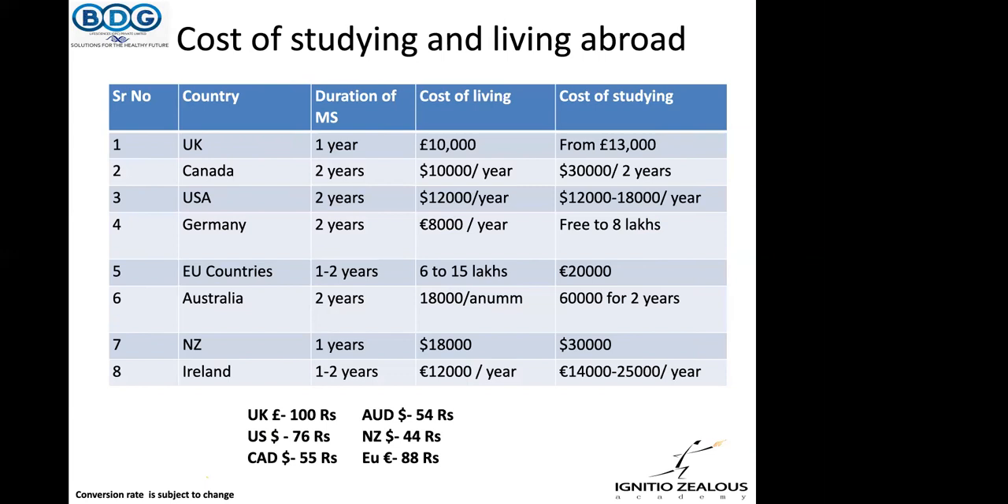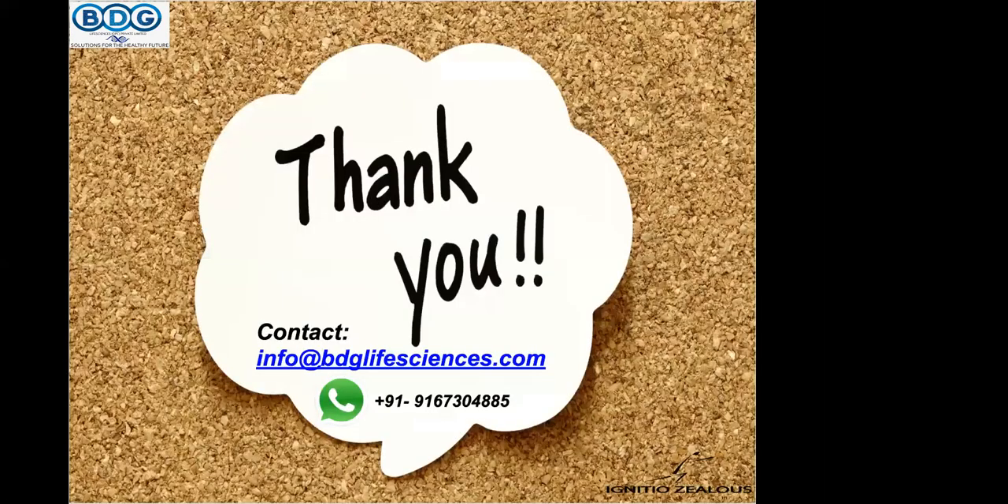One is called tuition fees and the second is called cost of living, or rather, living expenses. In any of these countries, typical living expenses are around 10 lakhs per annum, and the tuition fees will keep changing from university to university and country to country. So with this, I think I'll stop.